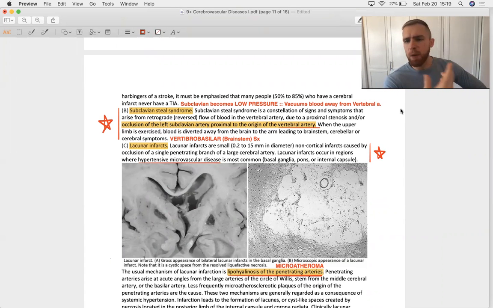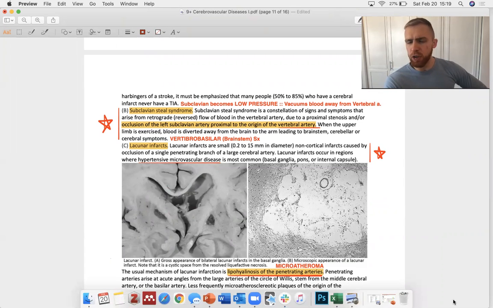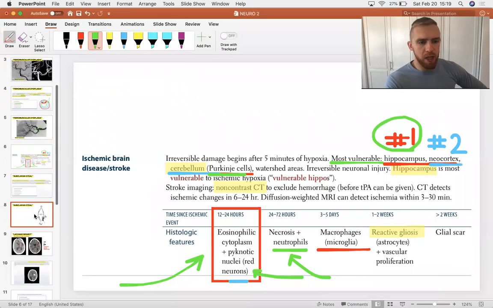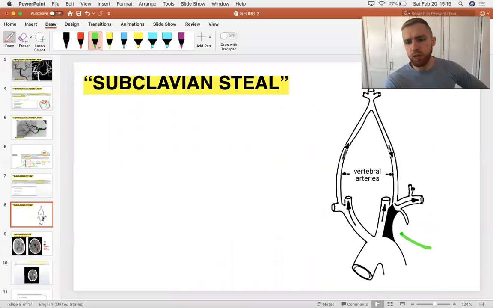Now let's discuss subclavian steal syndrome. This is in the setting of atherosclerosis in a particular place within the lumen of the subclavian artery. Let's look at a photo of subclavian steal. You get atherosclerosis.